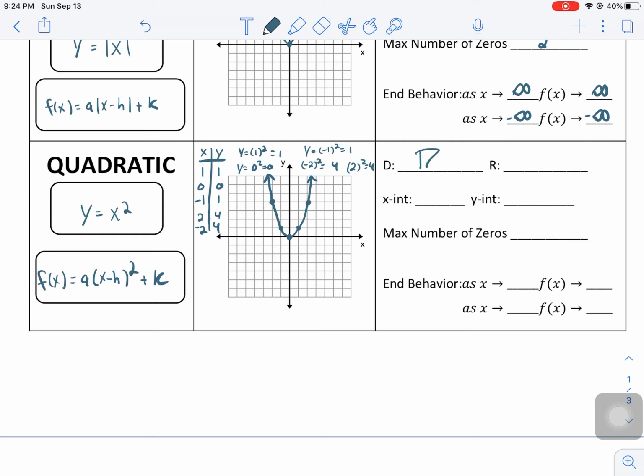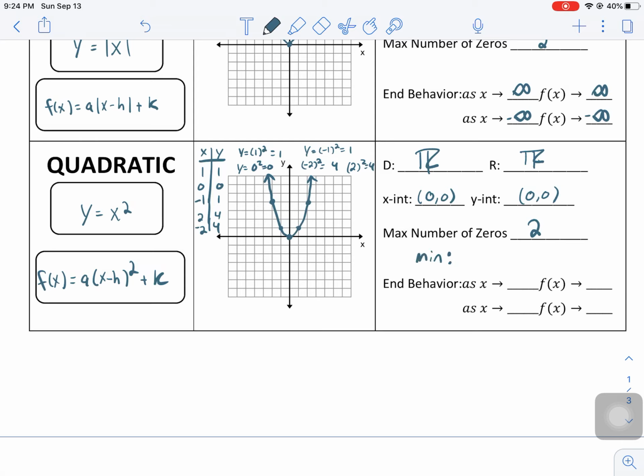And then we can go through and fill out the domain and range. Domain, all real numbers again. Range, all real numbers. X-intercept, (0, 0). Y-intercept, (0, 0). The max number of zeros, again, in this case is 2, because if we shifted this graph down, we would cross the x-axis at 2 spots. Okay, so the max number is 2.